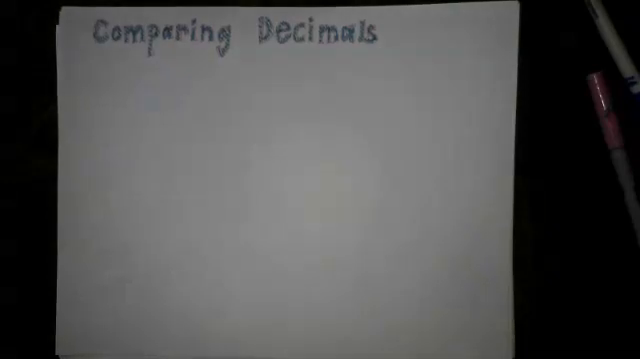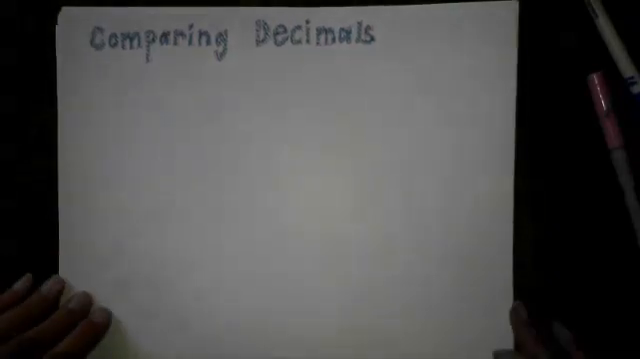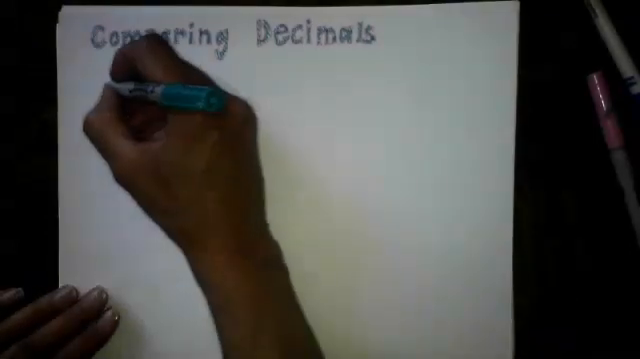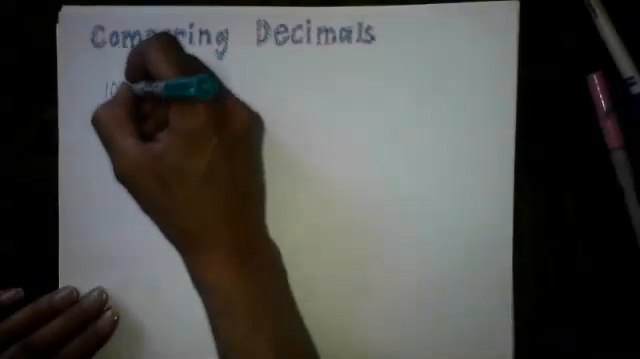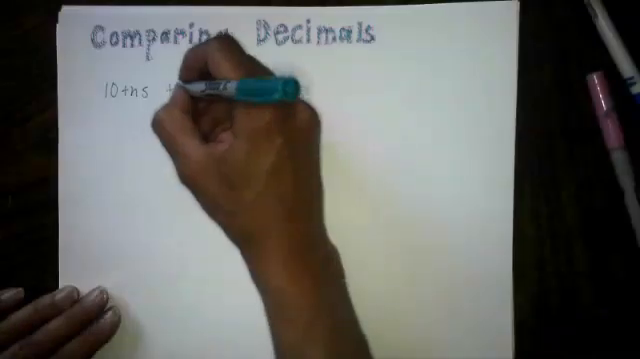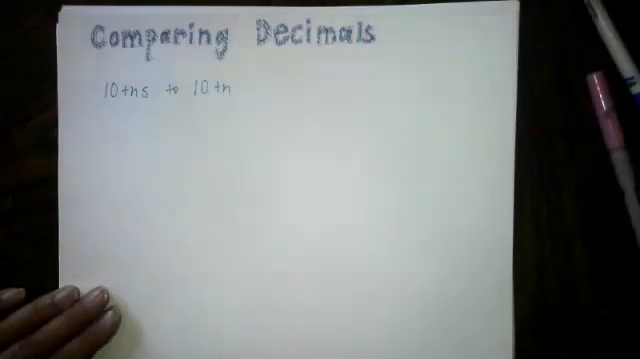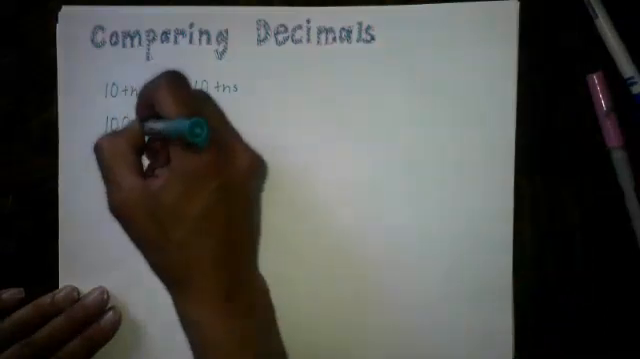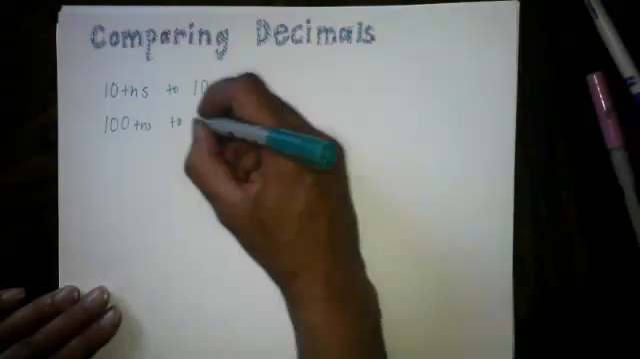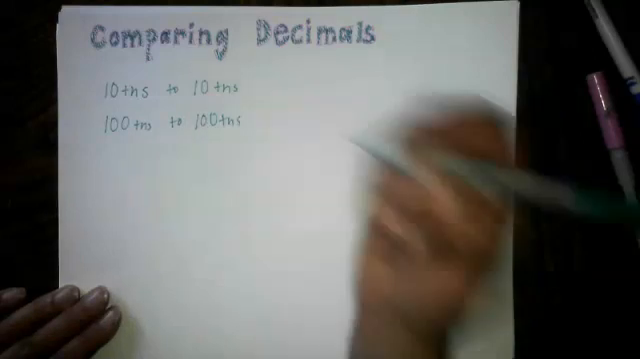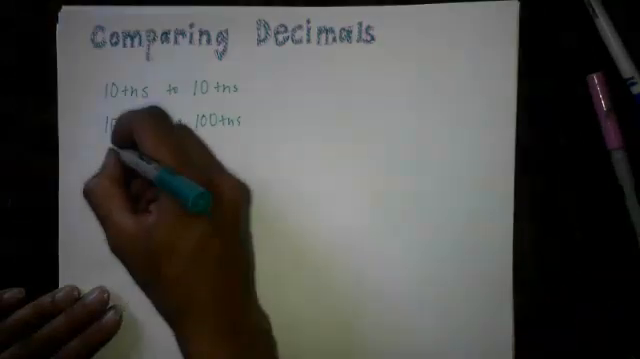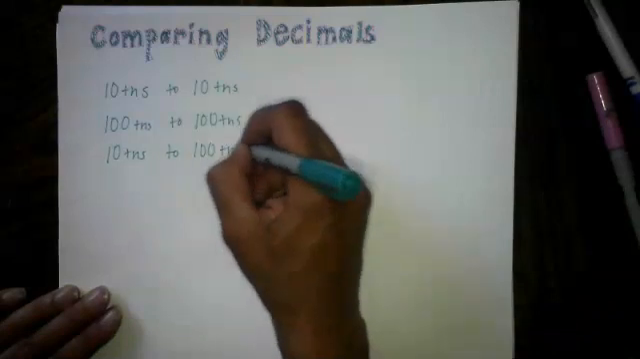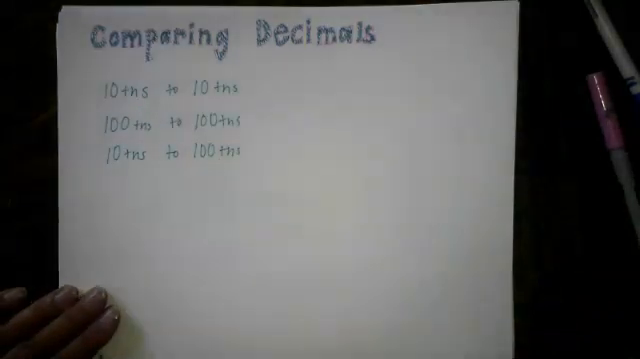Welcome back. Right now we are going to talk about comparing decimals, and we're going to talk about 3 ways to compare decimals today. We're going to talk about comparing decimals that are written in the tenths to other decimals that are written in the tenths. We're going to talk about comparing decimals that are in the hundredths to other decimals that are written in the hundredths. And then we're going to talk about taking decimals that are in the tenths and comparing them to decimals that are in the hundredths. And as you can imagine, that last one is the trickiest.